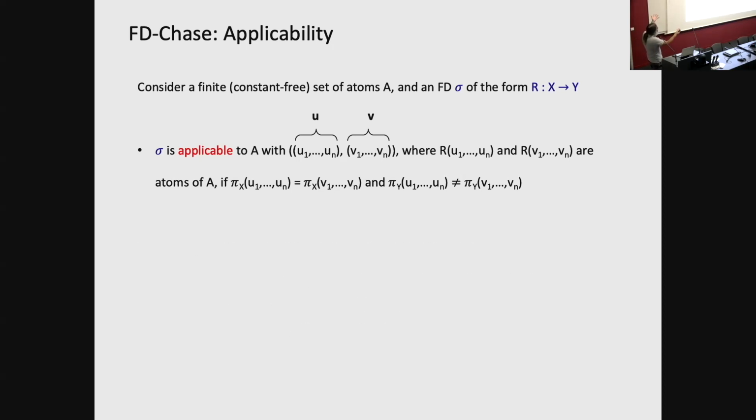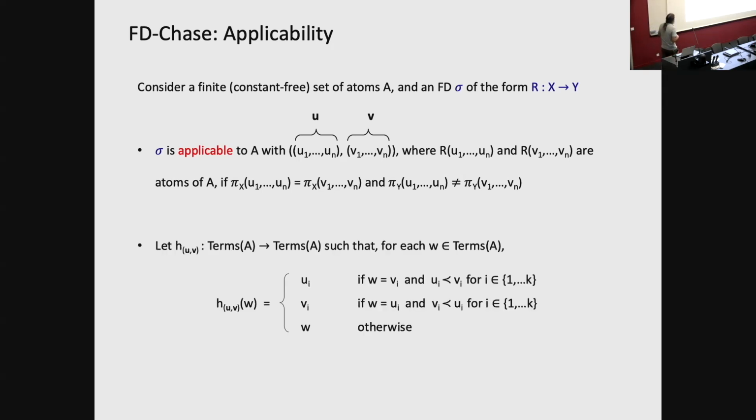And now, once I have this, I will go one step further and apply this functional dependency over alpha with this witness, right? What the application means is the unification of variables that we have seen in our example. And I formalize this unification via this function. So we define this function, which is parameterized by our witness UV, and is a function from the terms in the set A to the terms in the set A.